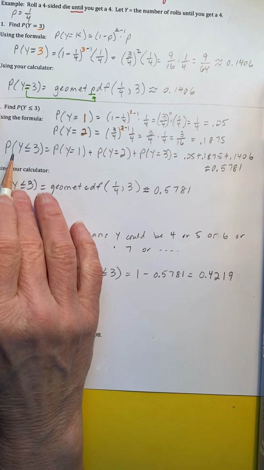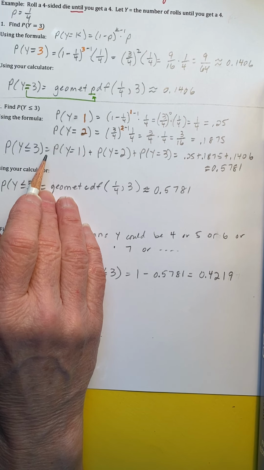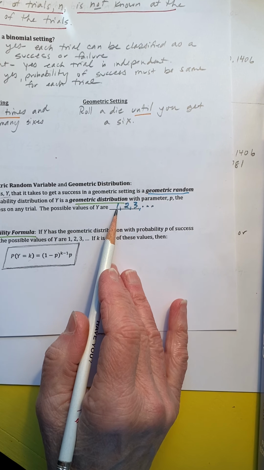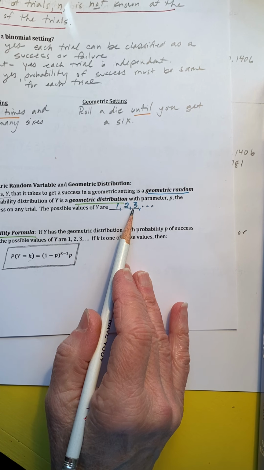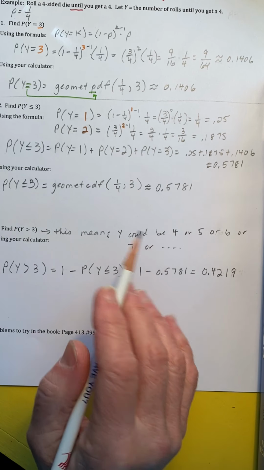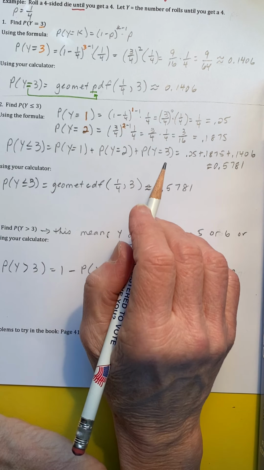So the reason I did that is the probability that y is less than or equal to 3. Remember from what we did before that y can be 1, 2, 3, 4, etc. It starts at 1 though. So when we say less than or equal to 3, we're interested in these three outcomes, 1, 2, and 3. And since they're independent, you can add up their probabilities to get the overall probability.